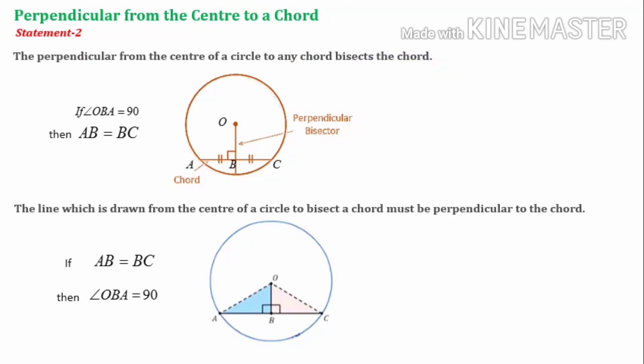That is very important. The perpendicular from the center of a circle to any chord bisects the chord. If you simply draw a perpendicular towards the chord from the center, then that line will bisect the chord. Then converse, in the sense, if you draw a line from the center to the chord which is bisecting the chord, then that line which you have drawn will be perpendicular to the chord. That means if AB is equal to BC, then angle OBA is equal to 90 degrees.